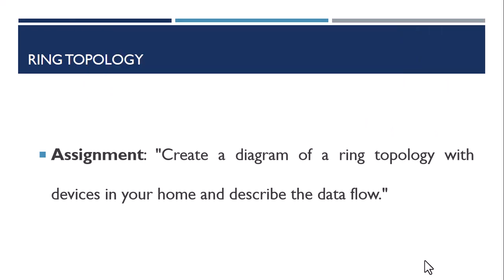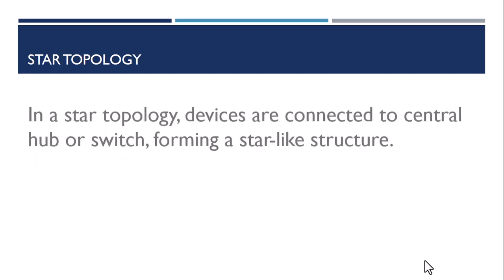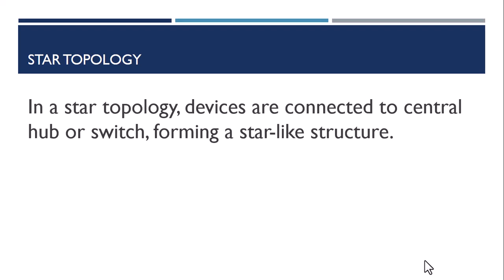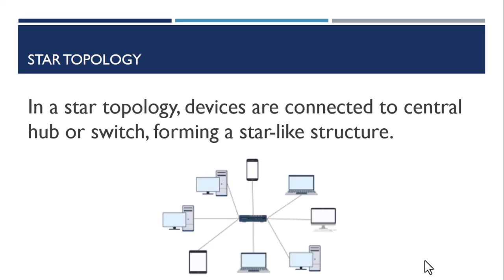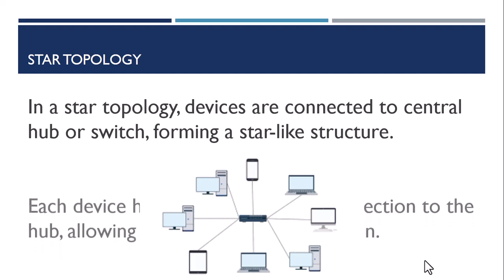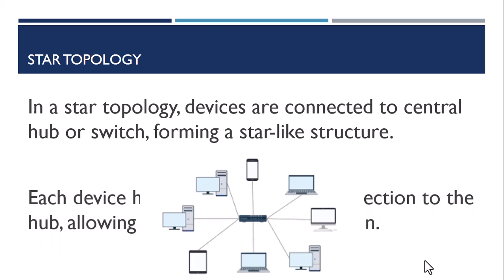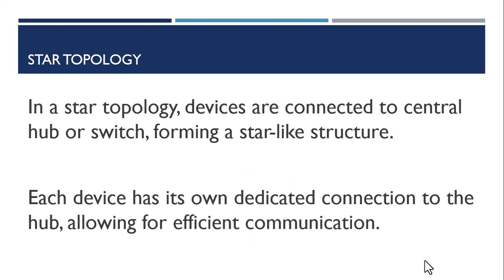Now, let's move on to the next network topology, that is the star topology. In a star topology, devices are connected to a central hub or switch, forming a star-like structure. It is easy to manage and troubleshoot, but relies heavily on the central hub. Each device has its own dedicated connection to the hub, allowing for efficient communication. So imagine a home network with your router as the central hub and all devices connecting to it.